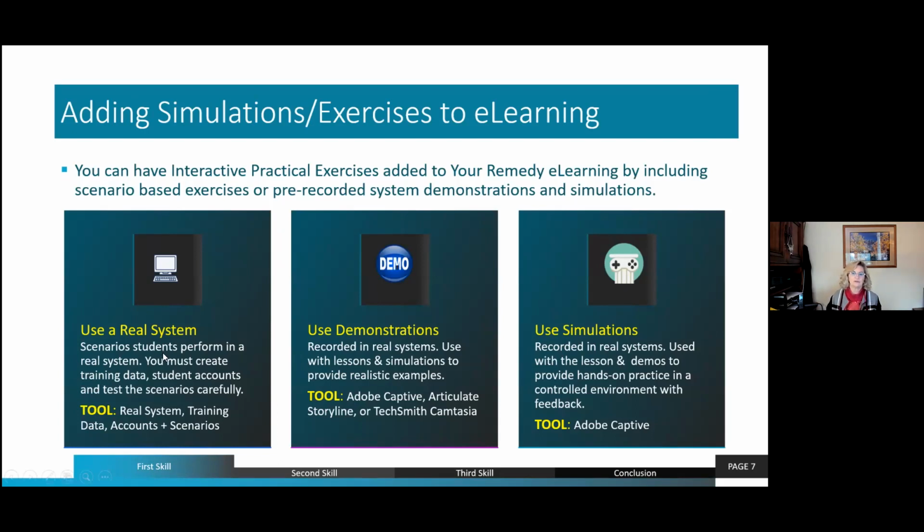If you're using a real system, those are great because they're hands-on and it's the same kind of system they're going to be using in the real world. But not only do you have to have a real system for them to get into, hopefully it's not your production system, right? It should be a training system. That's a separate system that has to be stood up. It's got to be maintained. It's got to be updated.